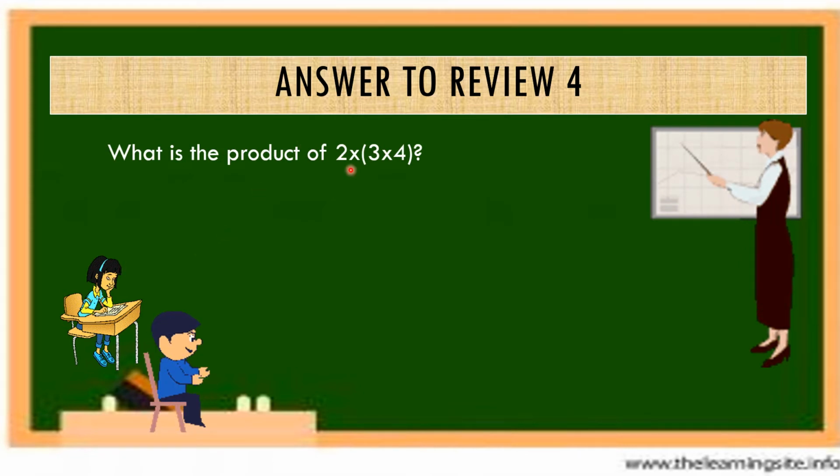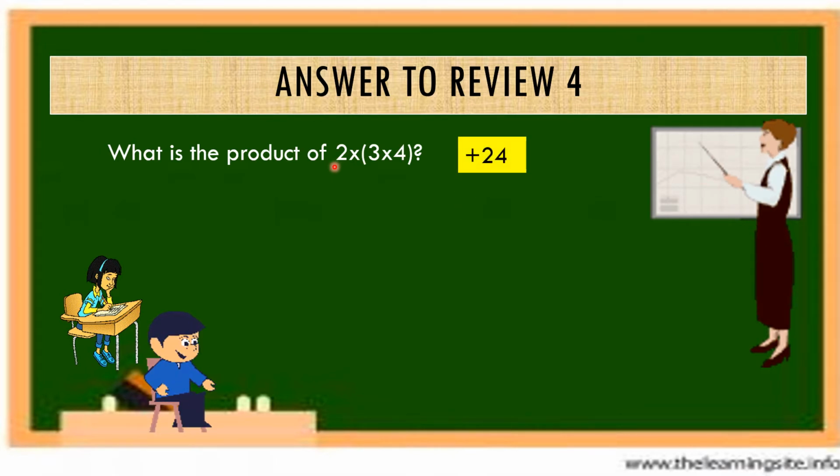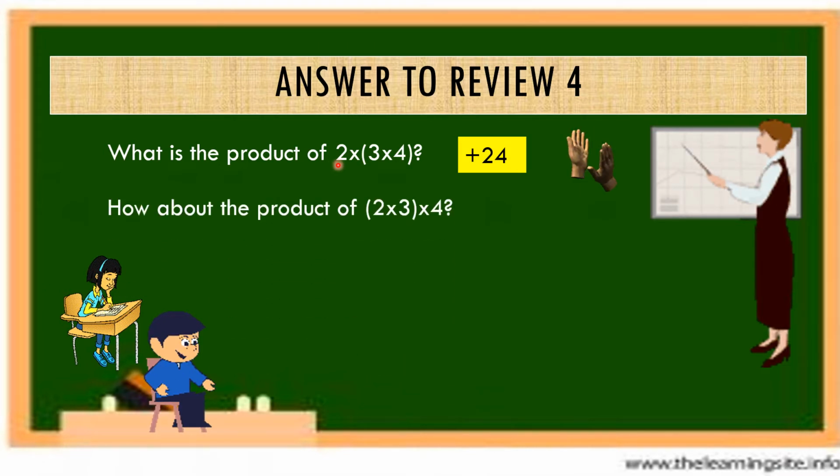So, first we need to find the product of the number inside the parentheses, and that is 3 times 4. 3 times 4 is 12, and 12 times 2 is 24. Did you get it correct? Very good. How about in the next one?